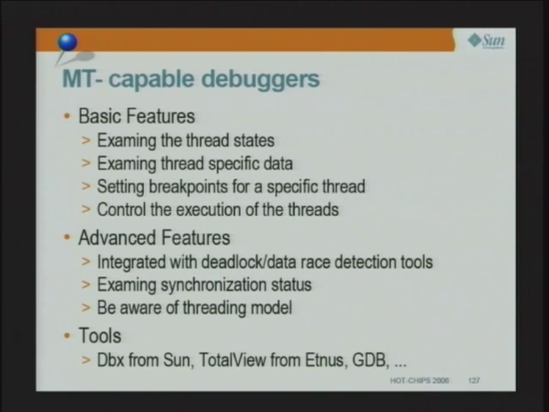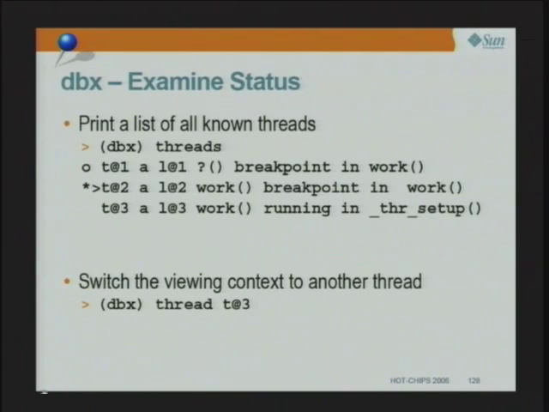You can also have some advanced features. You can integrate with a deadlock or race detection tool, so when a deadlock happens, the debugger will stop and give you the context of what the problem is. You should be able to examine synchronization status, so it understands when you're locking, who holds the lock, all those things. And even better, it understands the threading models. There are tools available: DBX for Sun, TotalView for others. GDB has a certain level of support for multi-threaded debugging. Here I use Sun's DBX as an example.